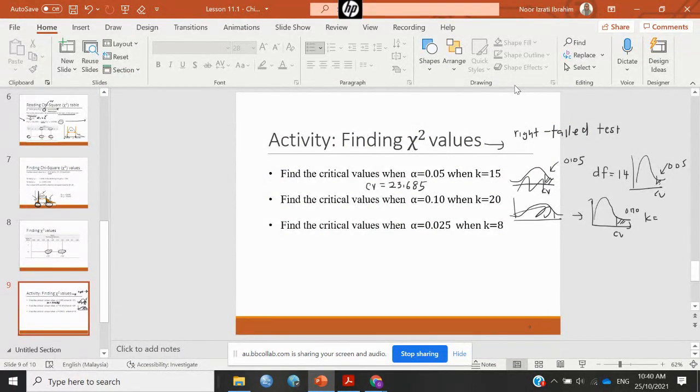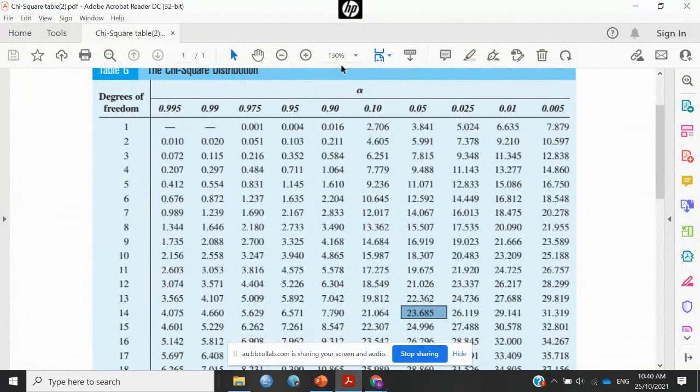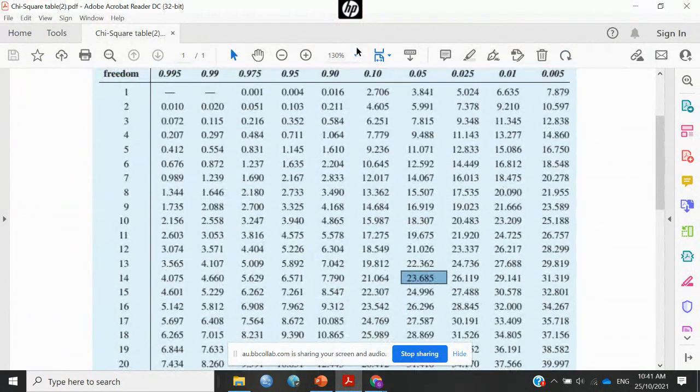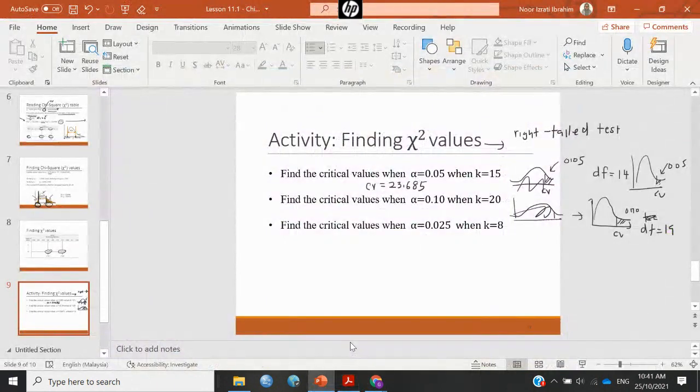The k equals 20 means the degree of freedom is 19. So you look at the chi-square table where the column is 0.10 and row 19. 0.10 is here, this one, and 19 is here. So it will be 27.204. So back to the lecture notes, CV equals 27.204.